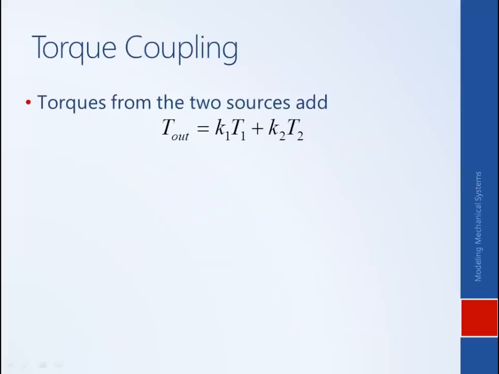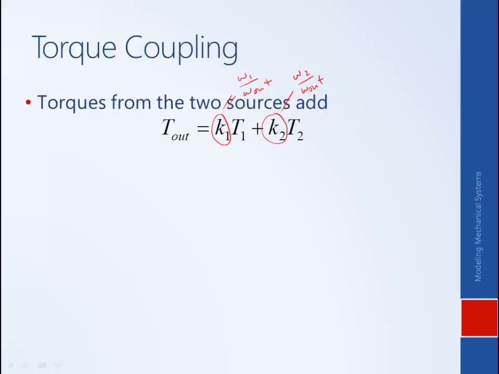On the previous slide, we had that omega out times T out equaled omega 1 times T1 plus omega 2 times T2. The relationship between torques with a torque coupling device, in essence, we take that omega out and we divide it to the left-hand side such that we have omega 1 divided by omega out, and K2 is omega 2 divided by omega out.